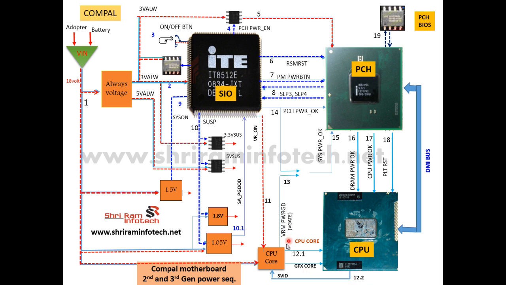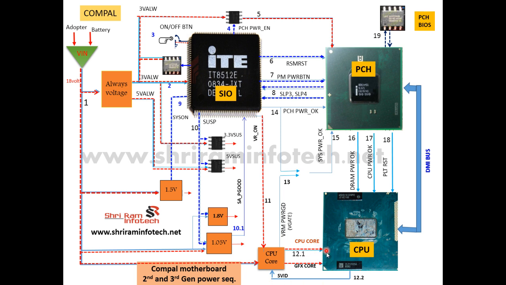It's sent to the CPU, and finally it sends the CPU core voltage. That is supposed to be approximately 0.8 or 0.9 volt. It goes to the CPU with multiple amperes, something like 20 to 30 ampere to the CPU core and 20 ampere to the graphics core.